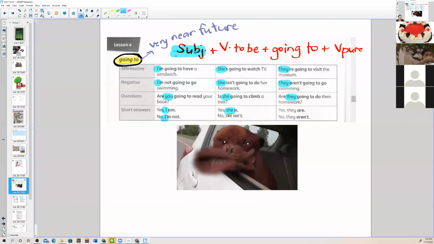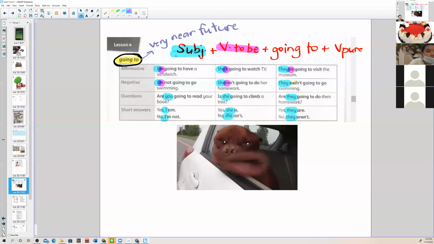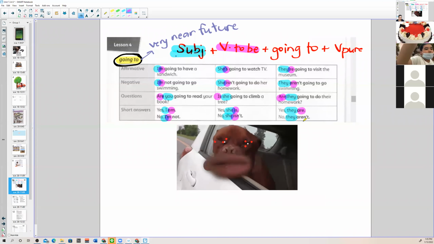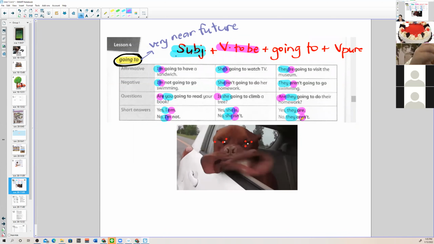This one is the short answer, right? And next one, they're talking about verb to be. I uses am, she uses is, they use are. Negative form, you just put not behind the verb to be. Question form, you put the verb to be in front of the sentence. See? Short questions, short answers. Don't forget verb to be. Don't just say yes or no. Just say yes, I am. No, I'm not. Yes, she is. No, she isn't, etc.